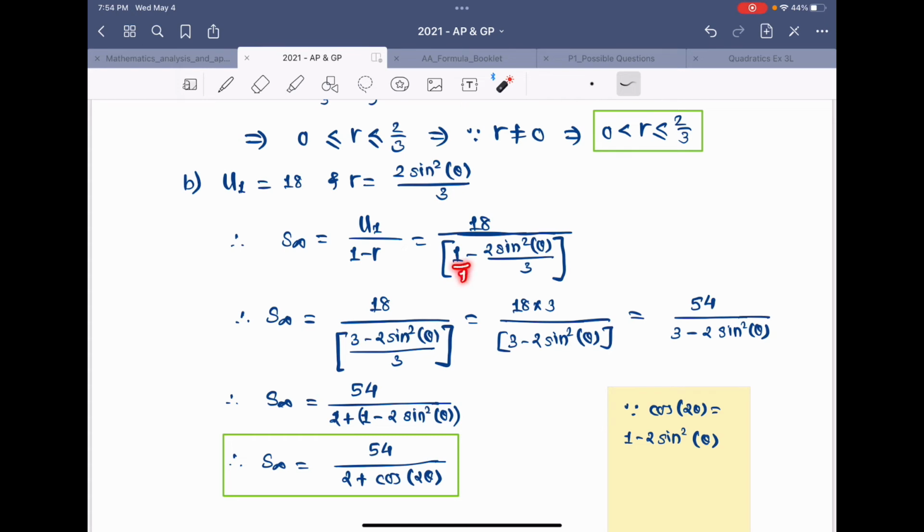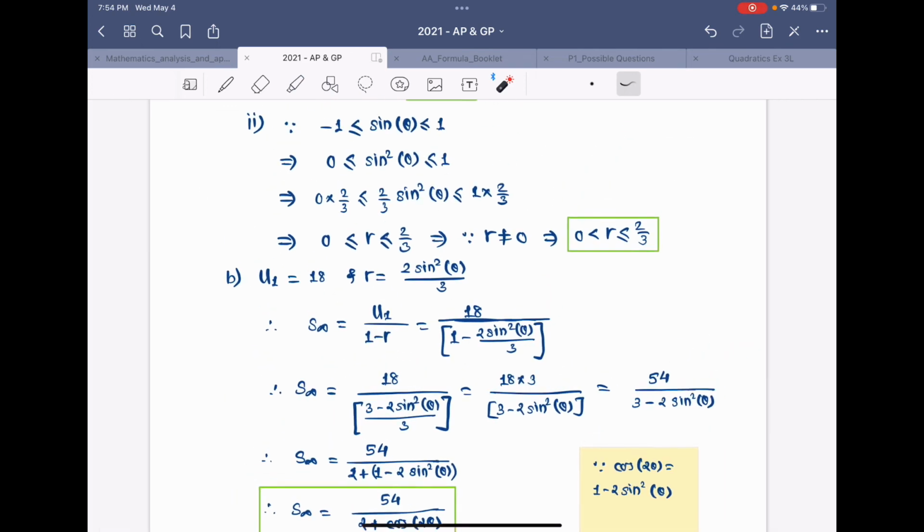First I will make the base the same in the denominator. The base of 1 is 1. 1 and 3 bases are not the same, so I will multiply. 1 times 3 is 3, and 1 times 2 sin²θ is 2 sin²θ. So 3 minus 2 sin²θ over 3. You know, division of a division is basically multiplication. So 3 goes up. 3 times 18 is basically 54 over 3 minus 2 sin²θ.